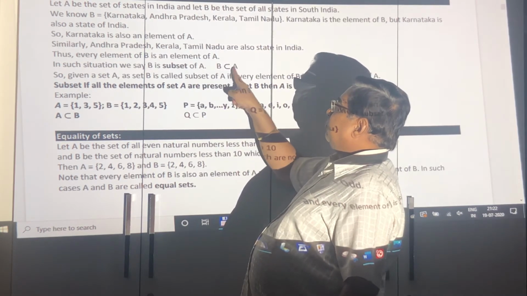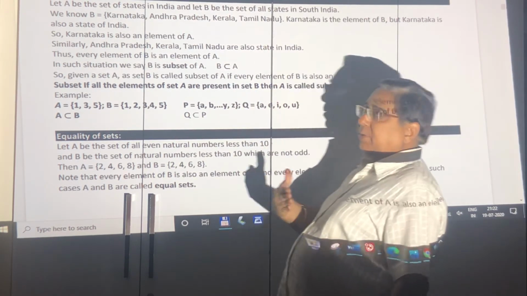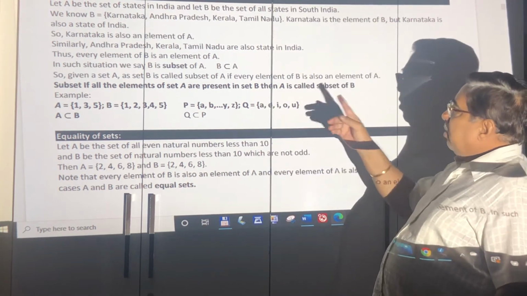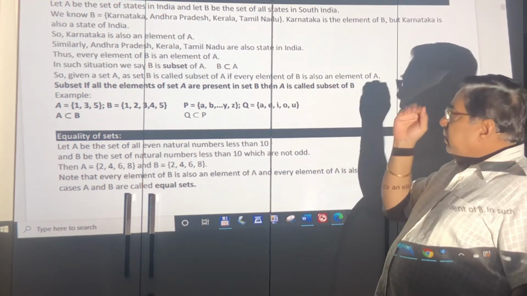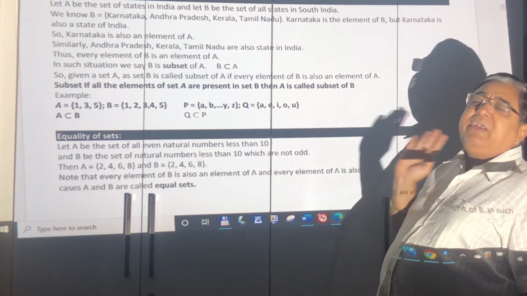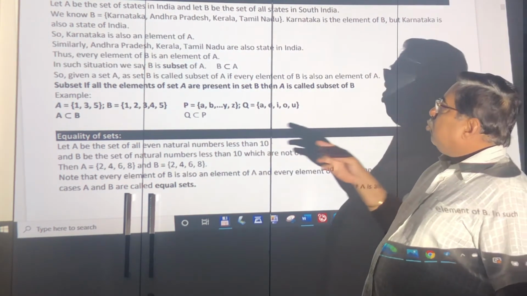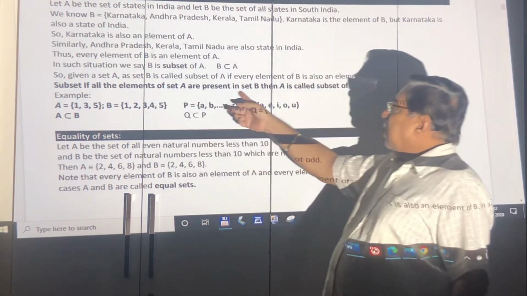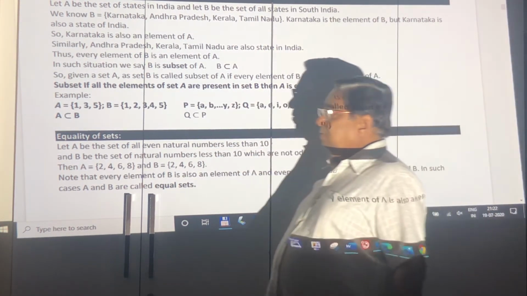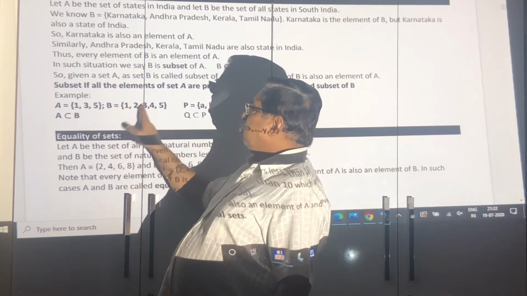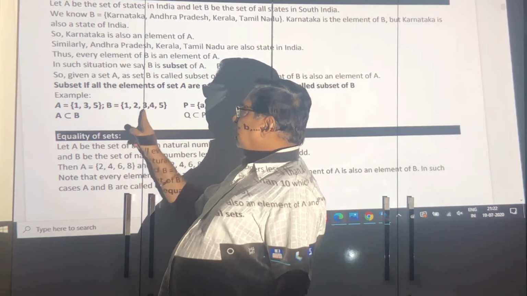Set B is a subset of set A. You will learn to read symbols. Therefore, every element, every member in B, in South India, is a member of set A, a member of Indian states. So, if all the elements of set B are present in set A, B is the subset of A. Example, let us have a look. 1, 3, 5. 1, 2, 3, 4, 5. 1 is there, 3 is there, 5 is there.